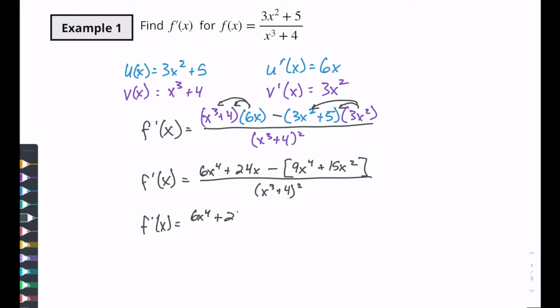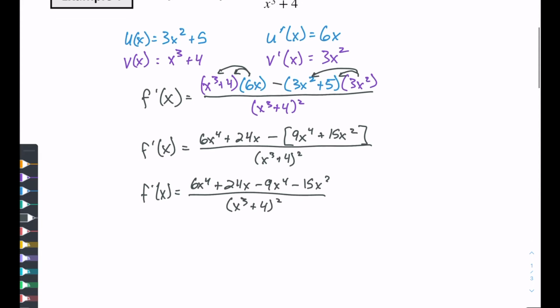6x to the 4th plus 24x minus 9x to the 4th minus 15x squared, all over x cubed plus 4 squared. And finally, as we combine our like terms, we get a derivative of minus 3x to the 4th minus 15x squared plus 24x, all over x cubed plus 4 squared.